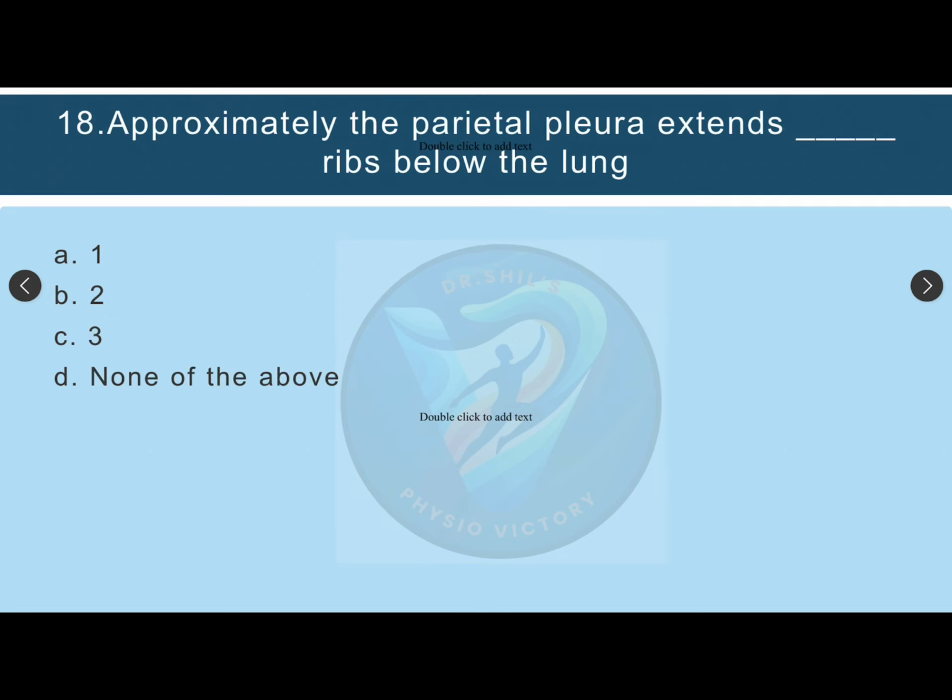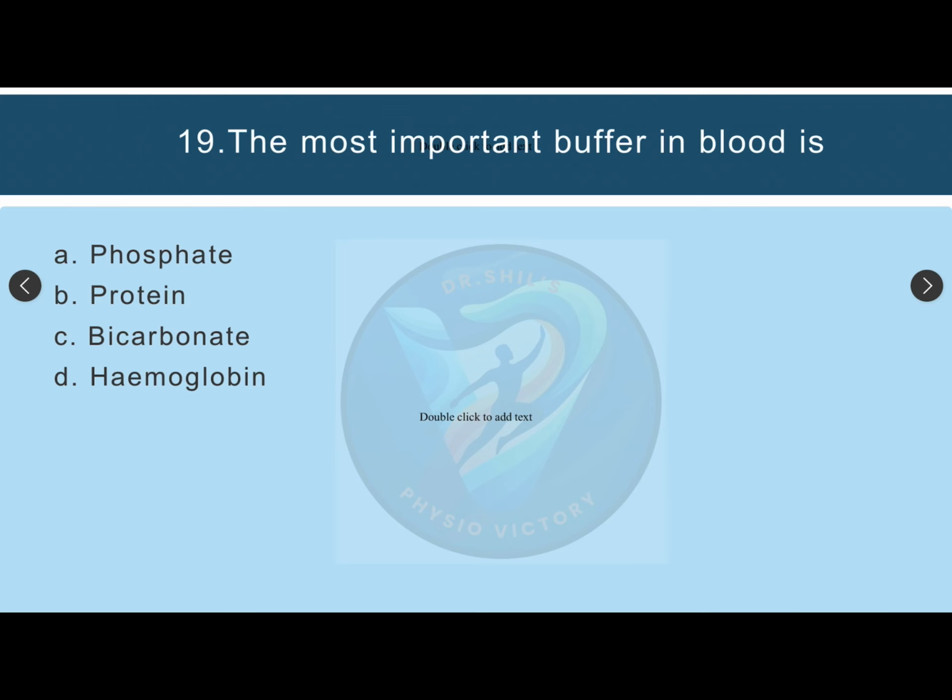Next question, question number 18. Approximately the parietal pleura extends dash ribs below the lung. Option A 1, option B 2, option C 3 and option D none of the above. Here the correct answer is option B 2. Next question, question number 19. The most important buffer in blood is option A phosphate, option B protein, option C bicarbonate and option D hemoglobin. Here the correct answer is option C bicarbonate.